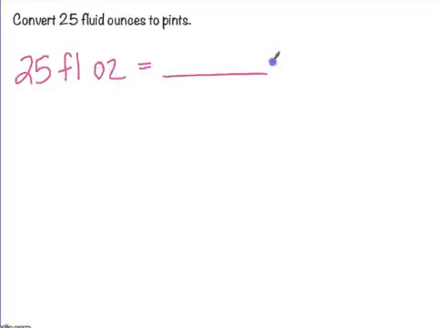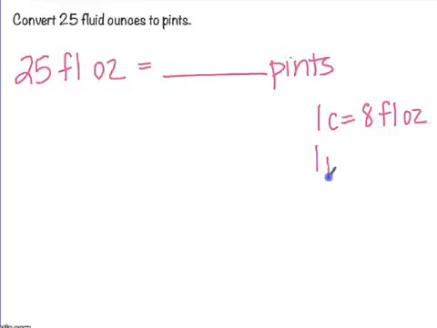All right, let's try this in capacity. We want to make 25 fluid ounces into pints. Now, if I look back at the chart that you have up on the top of your paper, I don't have a conversion that takes me straight from fluid ounces to pints. So what I'm going to have to do is kind of use 2 facts, and those facts that I need to know are that 1 cup is equal to 8 fluid ounces, and that 1 pint is equal to 2 cups.